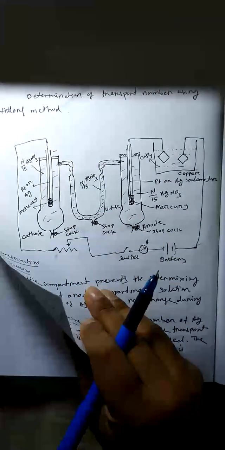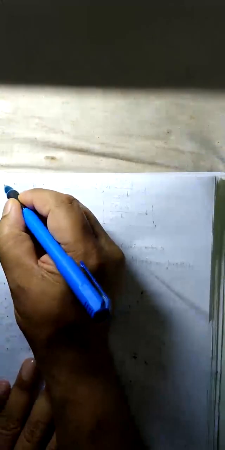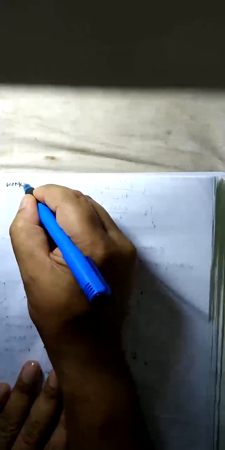Then the third part is the working principle. In the working principle, what you want to do is how the instrument will work.